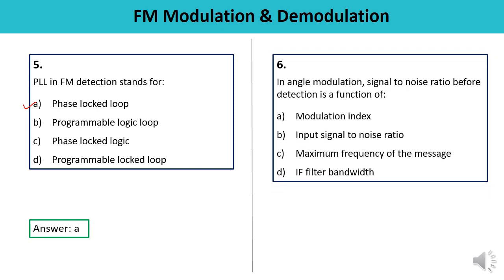Question number 6 is, in angle modulation, signal to noise ratio before detection is a function of, read out the options, modulation index, input signal to noise ratio, maximum frequency of message or IF filter bandwidth. We have studied in the case of the angle modulation system, the signal to noise ratio before detection is a function of receiver IF filter bandwidth, received carrier power, received interference. It means here the option is IF filter bandwidth. D is the correct answer.